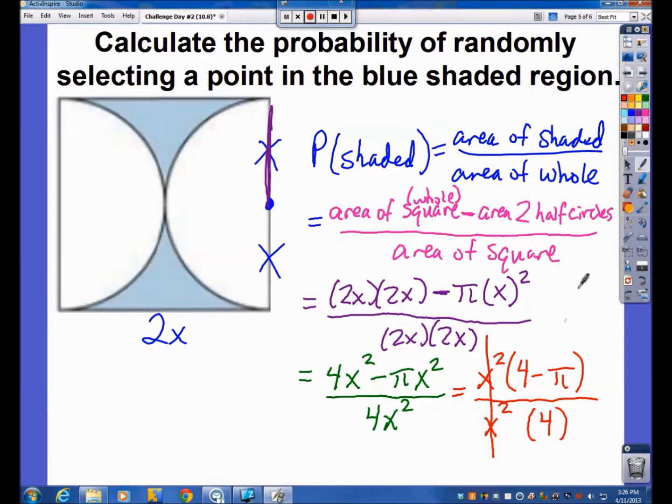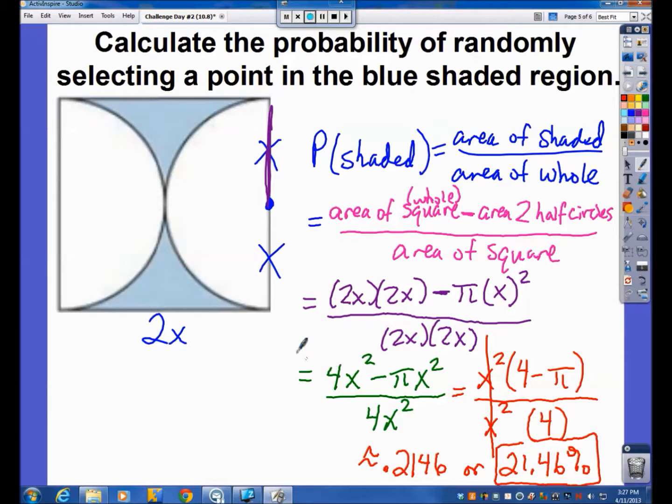because now I have nothing but really numerical values here. So now if I take my calculator, and let me grab one here real quick, and in my calculator put in parentheses 4 minus pi divided by 4. This is giving me approximately 0.2146 or 21.46%. So that is my probability of landing in the one of the 2 blue shaded regions.